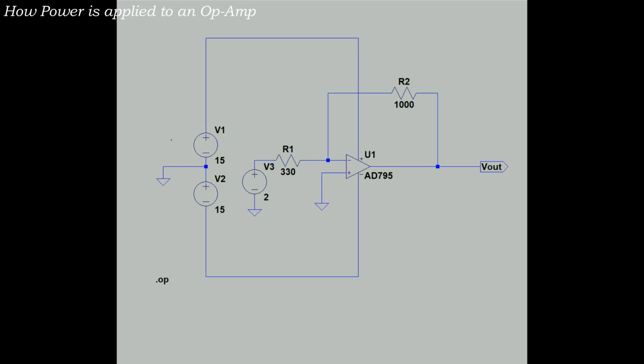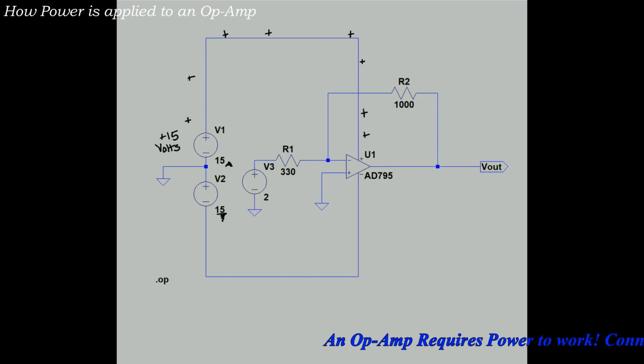So here you'll notice two power supplies in the schematic. We have V1, it's a 15-volt power supply. Now the operational amplifier needs power, so we're supplying power to it on U1 to its positive power rail. So the positive terminal of V1 goes to the positive terminal of U1.